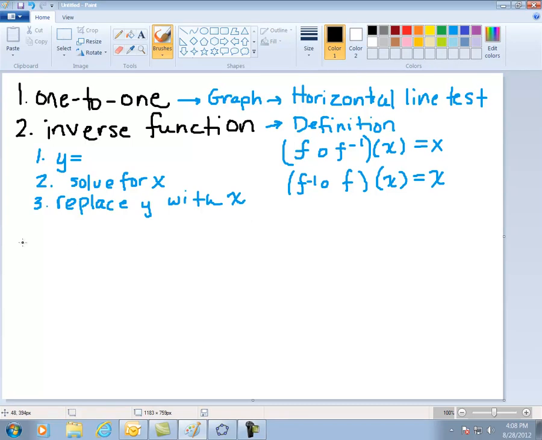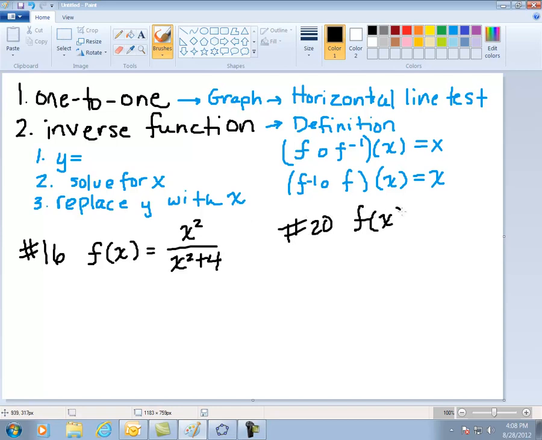The first one, number 16, is f of x equals x squared over x squared plus 4. And the second one is number 20, f of x equals 5x square root x minus 1.